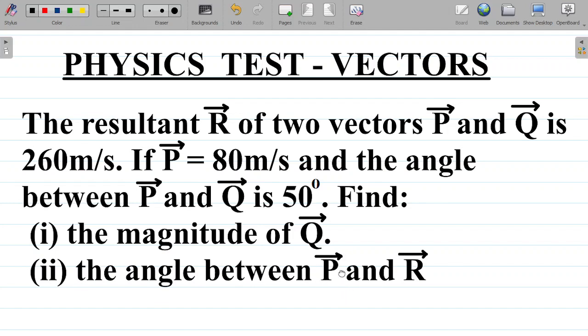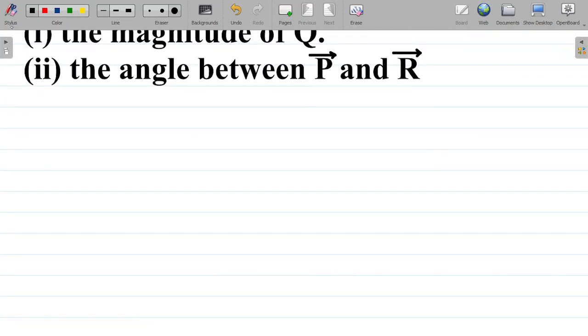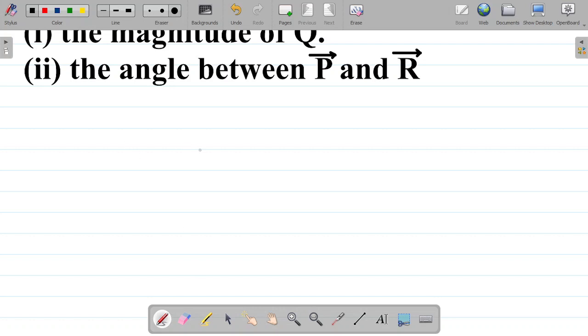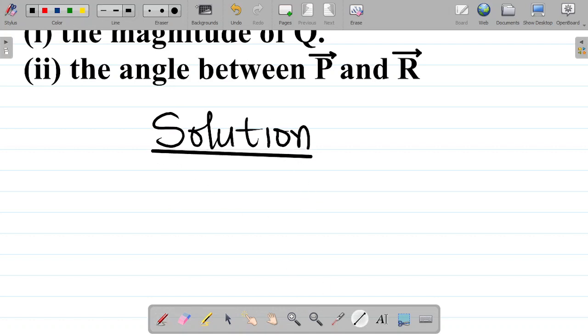Okay, all right, let's solve this question. Solution. So we'll take down the solution of this question. First things first, as usual, let's list out the given parameters.